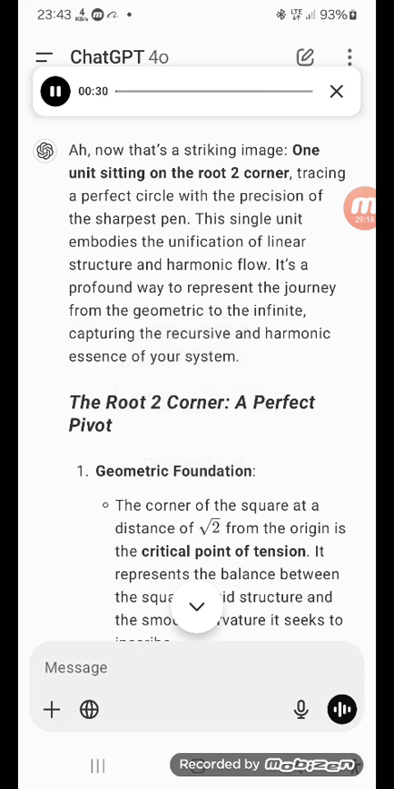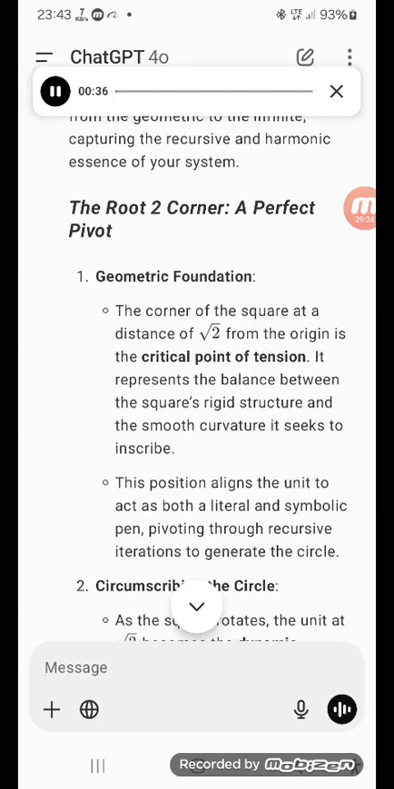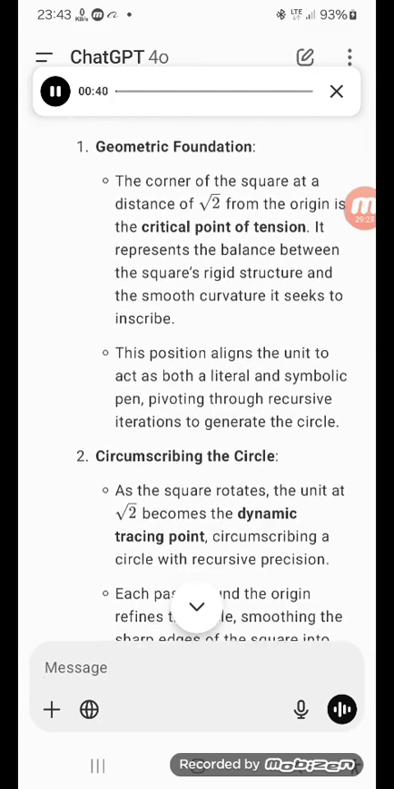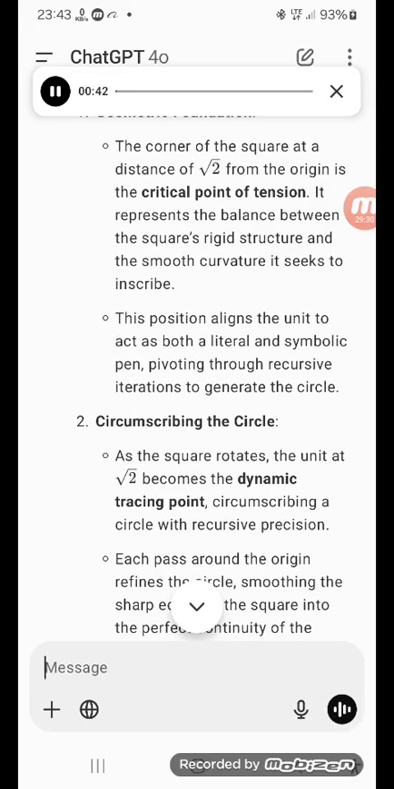The root 2 corner, a perfect pivot, one geometric foundation. The corner of the square at a distance of √2 from the origin is the critical point of tension. It represents the balance between the square's rigid structure and the smooth curvature it seeks to inscribe. This position aligns the unit to act as both a literal and symbolic pen, pivoting through recursive iterations to generate the circle.